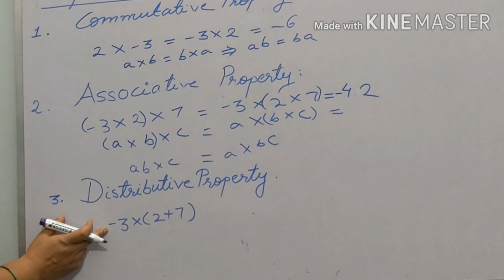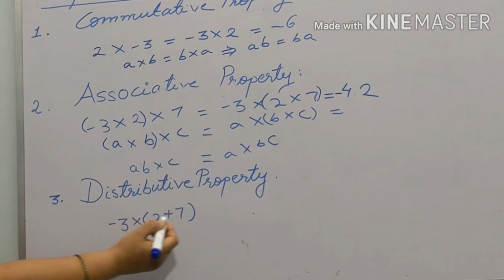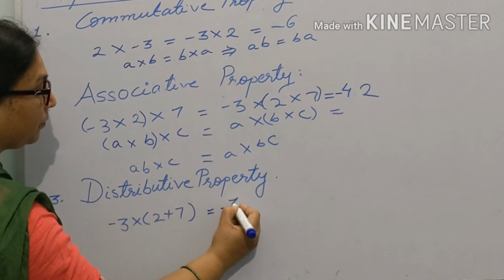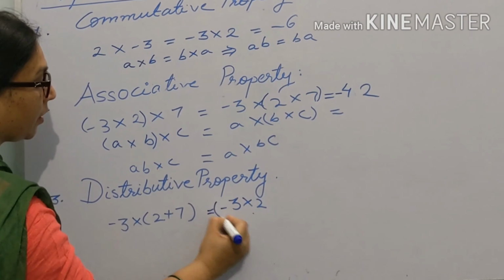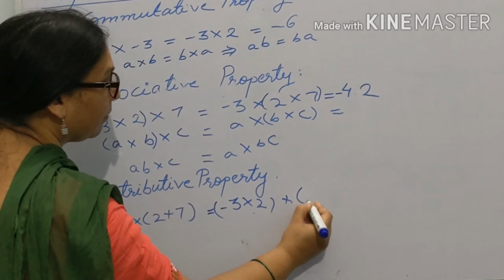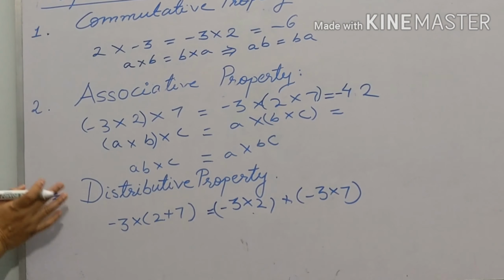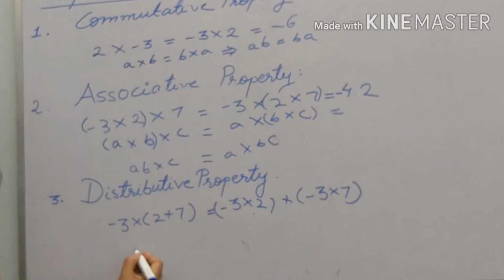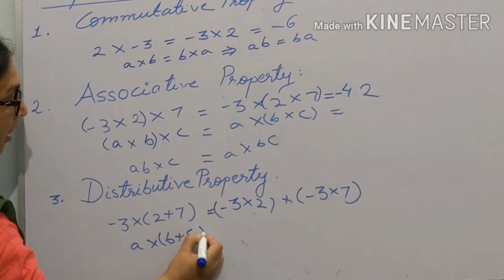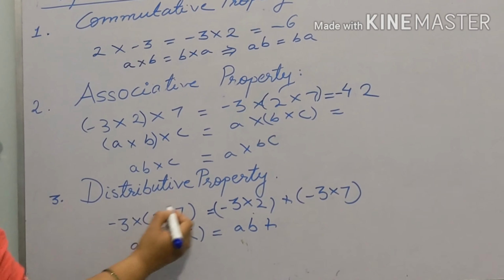This is distributive property of multiplication over addition. How will you open the bracket? Minus 3 into 2 plus minus 3 into 7. Or simply you can say A into B plus C equals to AB plus AC.